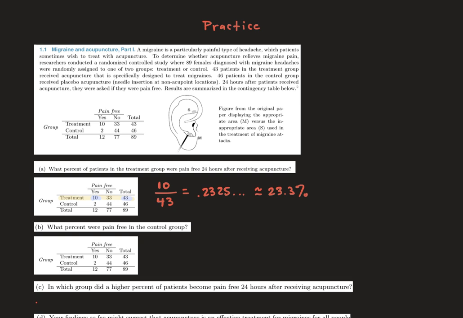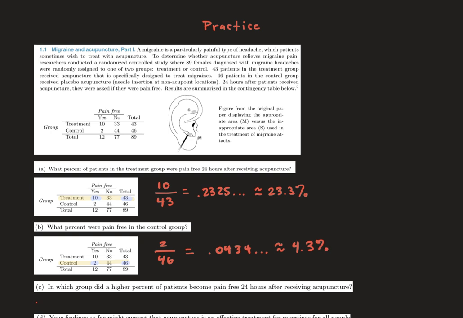Part B, what percent or what proportion were pain-free in the control group? So similar, we want to highlight that we're looking just at the control group. And in this case, we want pain-free over the total of the control group. We take the 2 that are pain-free over the total, which is 46, and we get 0.0434, etc. Rounding and writing as a percentage, we can write that as 4.3%.